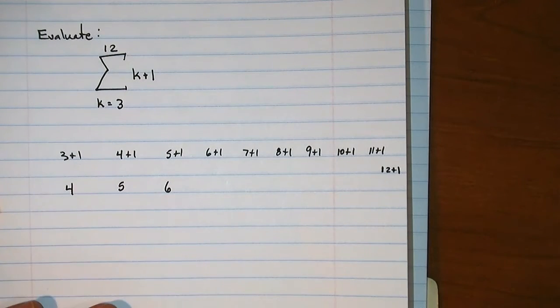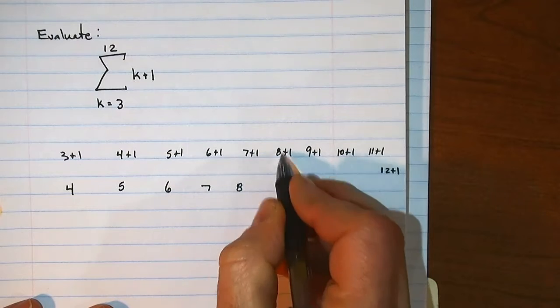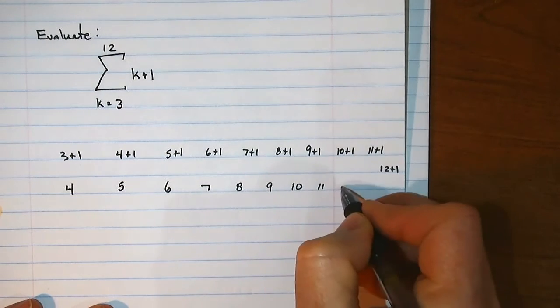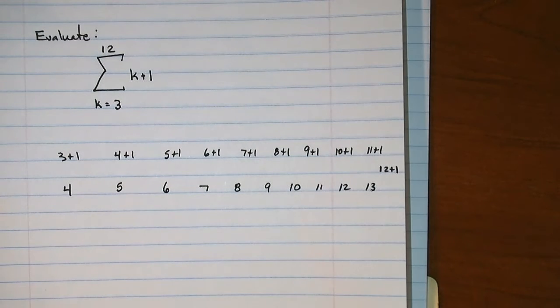And now I simplify each one of these. So 6 plus 1, that's 7. 7 plus 1 is 8. 9, 10, 11, 12, 13. Excuse me. So there are the terms. That's the sequence that I'm working with.